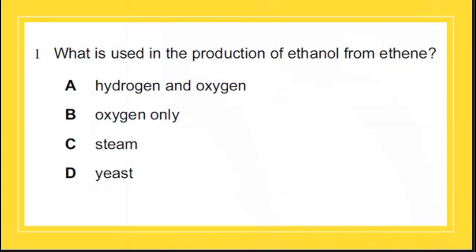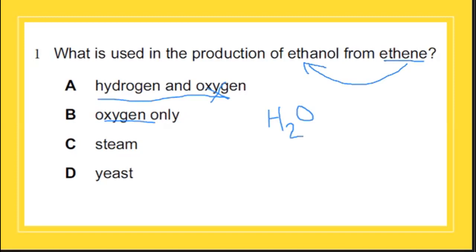The first question: what is used in the production of ethanol from ethene? So if I have an alkene and I want to produce an alcohol, they're asking what do I need to produce that? Based on our conversation last time, I need to have water present to convert an alkene to alcohol. So hydrogen and oxygen, that's not the answer, because I need two hydrogens and oxygen, not just one hydrogen. Oxygen only, that's not the answer. Yeast, that's not the answer, because yeast is an enzyme, but steam is water vapor. So hence the answer is C, as in cat.